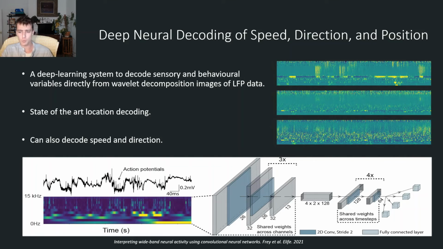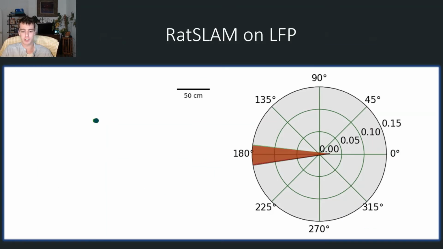So we trained a deep network on around 30 minutes of training data for 3 rats, and we used the remaining 5 or 6 minutes of data for each rat as test data. And we used that bit of data as input to the now trained deep networks, and we plug the output of those networks into our modified RatSLAM algorithm. And here is the result for one of the rats.